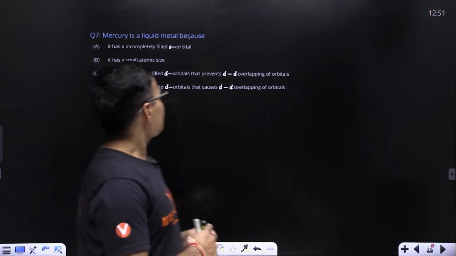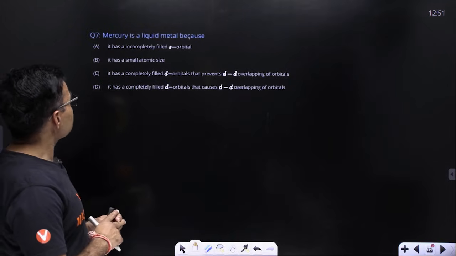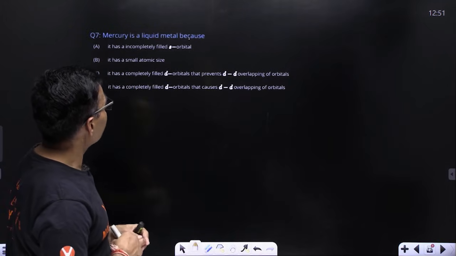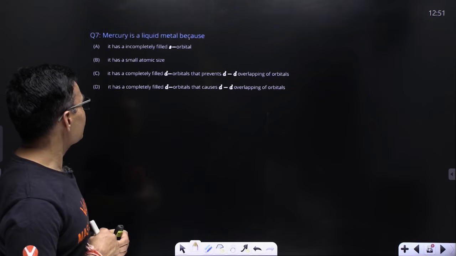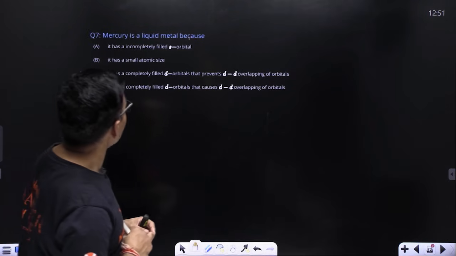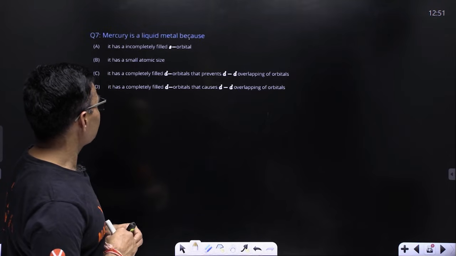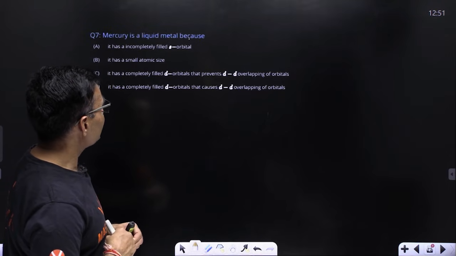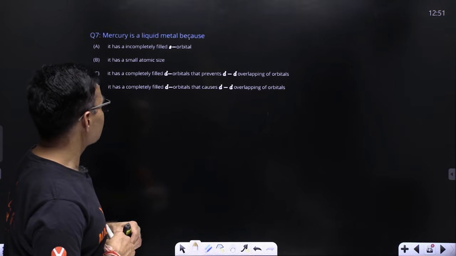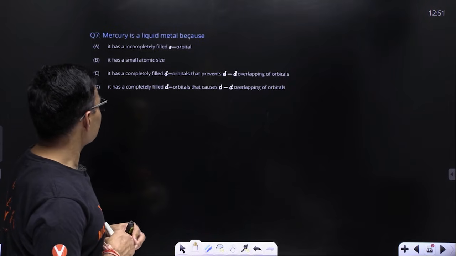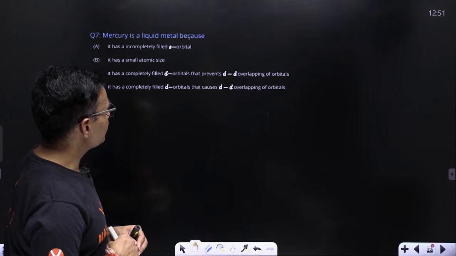This question is also based on factual things. Mercury is a liquid metal because it has an incompletely filled d orbital, it has a small atomic size, it has a completely filled d orbital that prevents dd overlap of orbital. This is going to be the correct answer. It has a completely filled d orbital that causes dd overlapping of orbital.